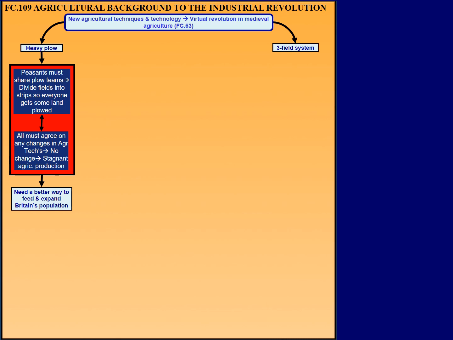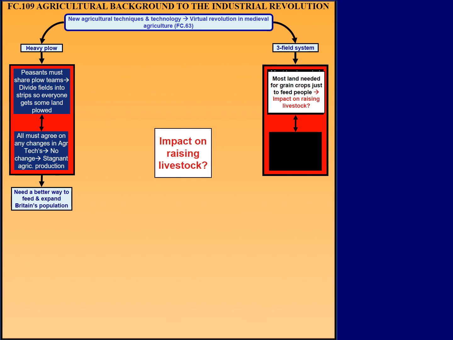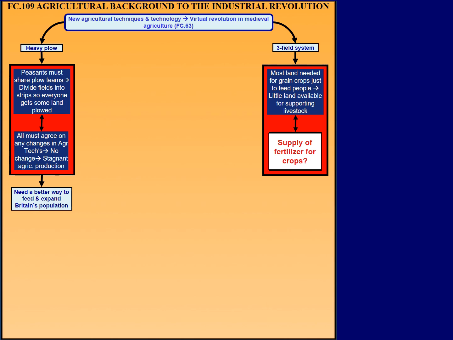The three-field system, again, under this system, what is most land used for? For growing the food, for growing the legumes and the grain to feed the people. What's that going to mean for the ability of the peasants to raise livestock? Well, there's not going to be very much land available for running livestock for pasture.